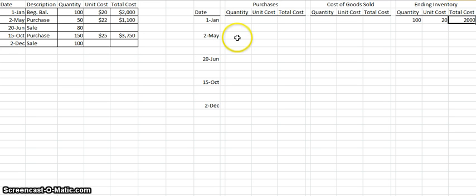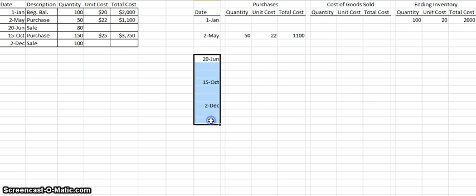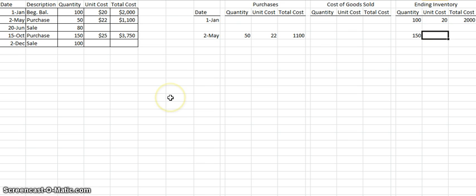Right? So for our example here, we've started out with 100 units that cost me $20 a piece, total cost of $2,000. On May the 2nd, we've purchased 50 additional units. The purchase price or the cost was $22 a piece, or 1,100 bucks.